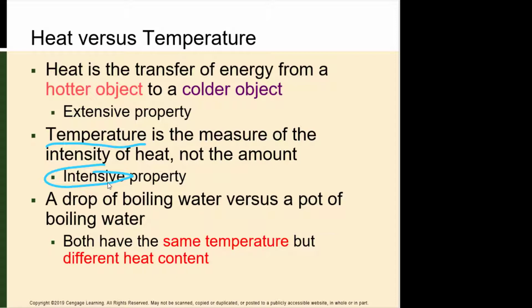I could take the temperature of a huge pot of water, that's 500 milliliters of water, and it's also boiling, and its temperature is going to be 100 degrees. So both would have the same temperature, but there is different heat content because I have different amounts of it. So heat is an extensive property, temperature is an intensive property.